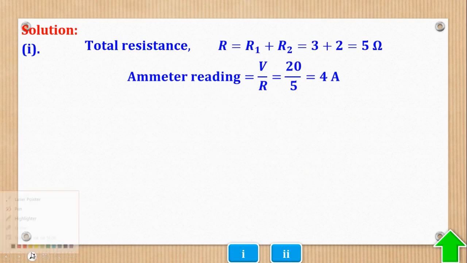V is 20, R is 5, giving you 4 ampere. That was Roman 1. What about Roman 2?